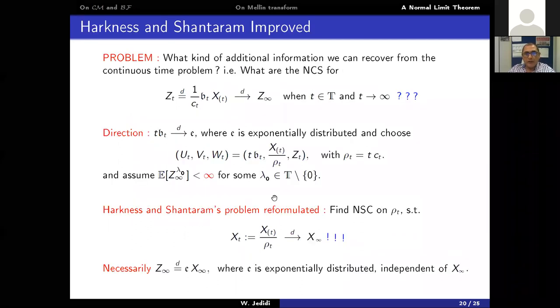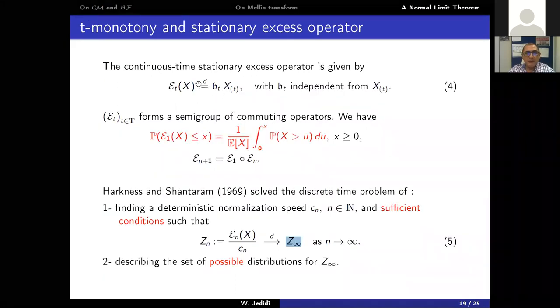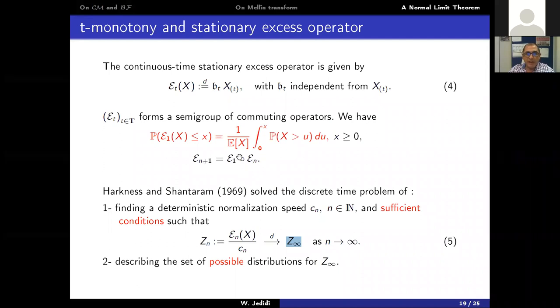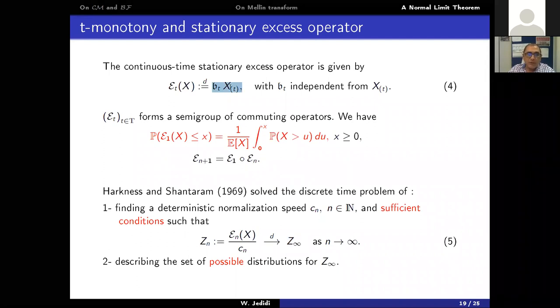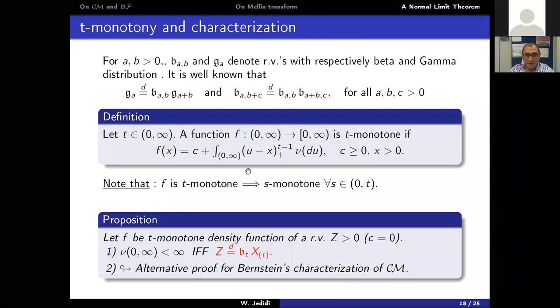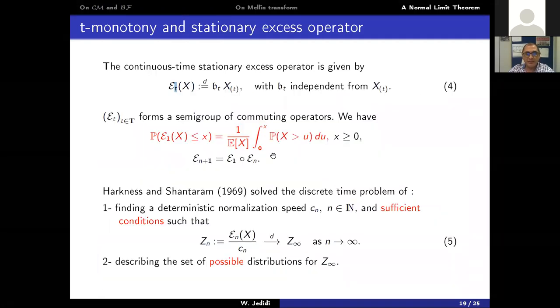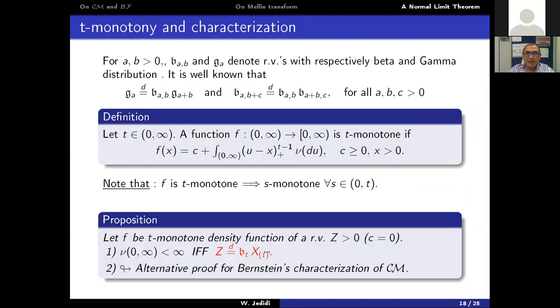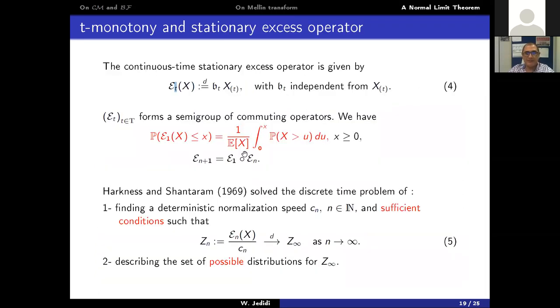So we start by noticing that the continuous version of E^n could also be described this way. If you replace T by n, you get this. So why not take T a positive random real number? We have just seen that this will have a T monotone density if X has a density. You don't actually need X to have a density, because beta is a continuous random variable. I just rectified that.